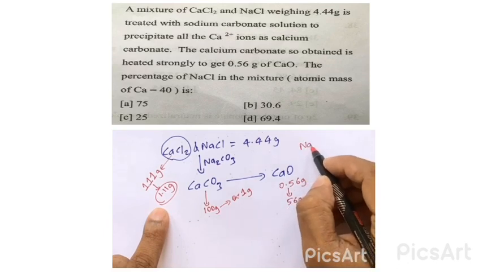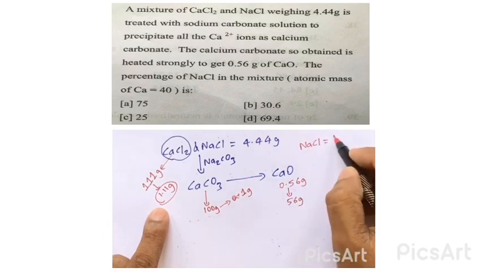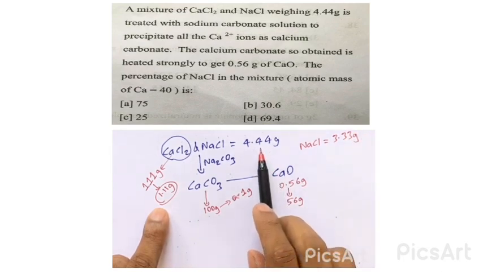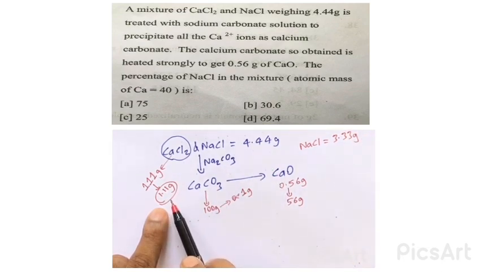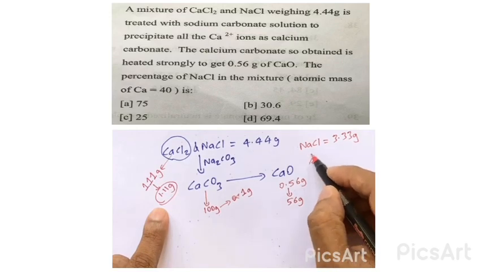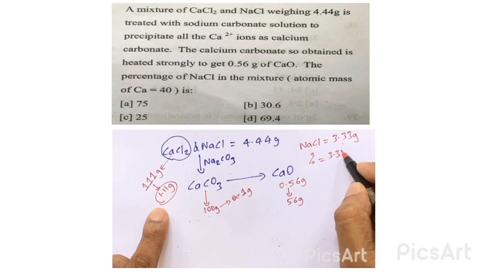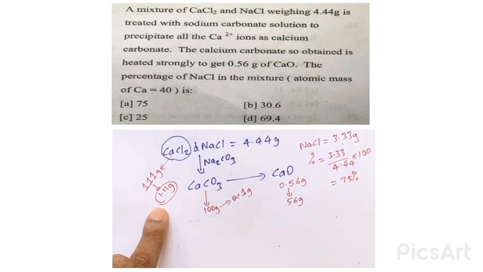So mass of NaCl will be 3.33 gram. That is 4.44 minus 1.11. So very simple. Percentage of NaCl is its mass by total mass into 100. That is 75 percentage.